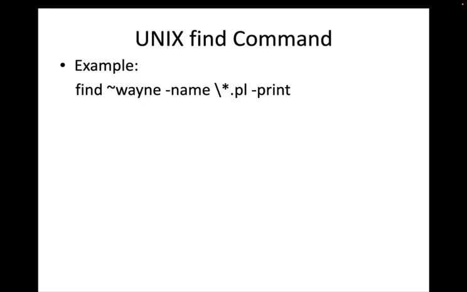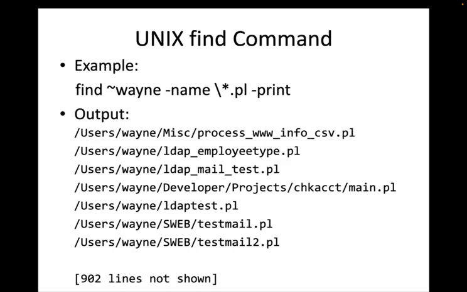I have to put a backslash in front of the star so that the wildcard is not expanded, so that it's actually passed into the find command. And then for every file system object that matches that name, I would like to print it out. So when I run this command on my laptop, this is what I get. I get over 900 files. So I've over the years written evidently lots of Perl programs, but it's just going to go through and list out the Perl programs as it finds them.